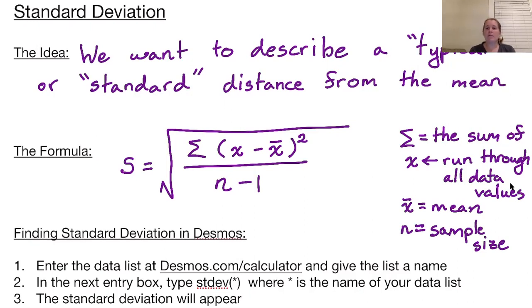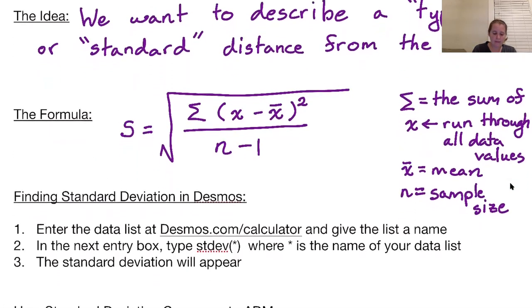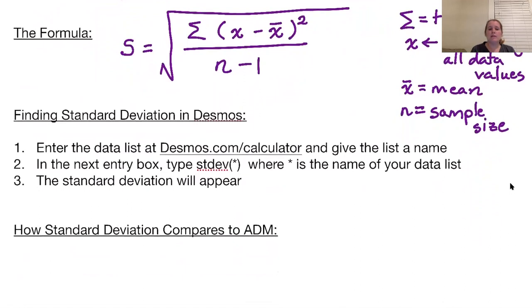Again, you don't need to worry about doing calculations for this. There is a link from your readings to a video on actually using the formula. We won't need to worry about it for this class. Instead, we will use Desmos to do our calculations. So to do the calculations, all you have to do is enter a data list into Desmos and name the list as we usually do. Then in the next entry box, you will type STDEV for standard deviation, and then in parentheses, put whatever the name of your list was. And then the standard deviation will just appear.